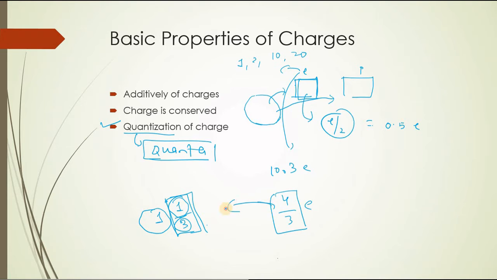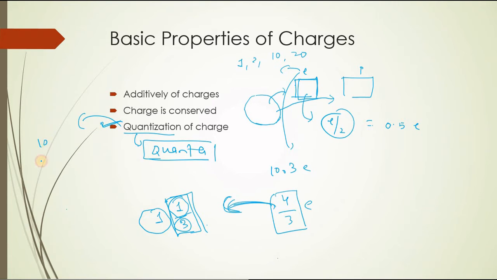Why? Because the electron is, we assume, the smallest particle, as of now. There are already many particles which have size less than the electron, but that is not part of our syllabus, so we will not discuss it. That is the meaning of quantization.